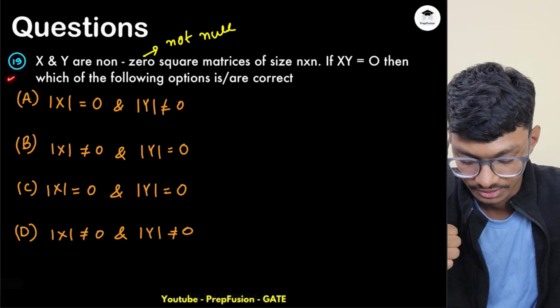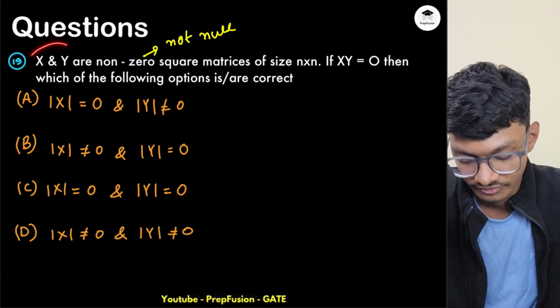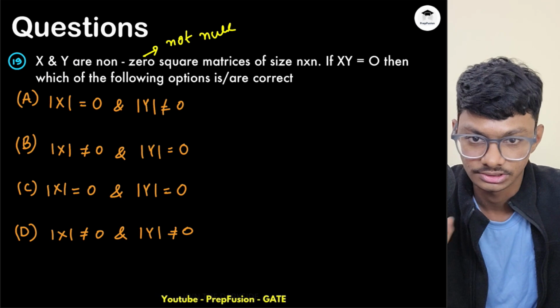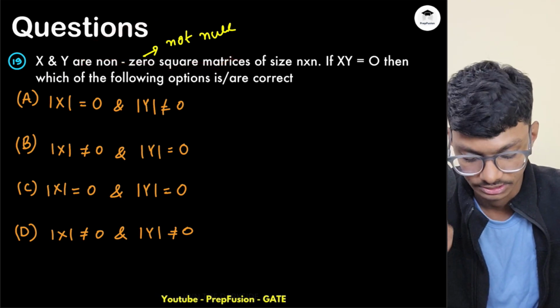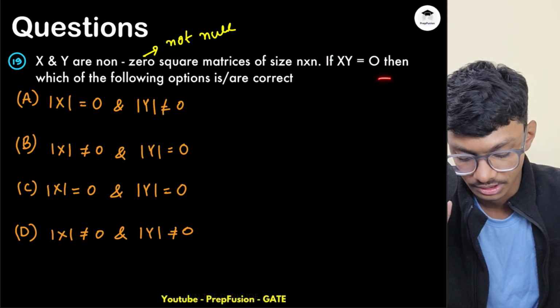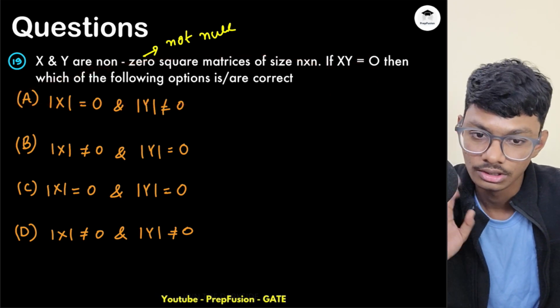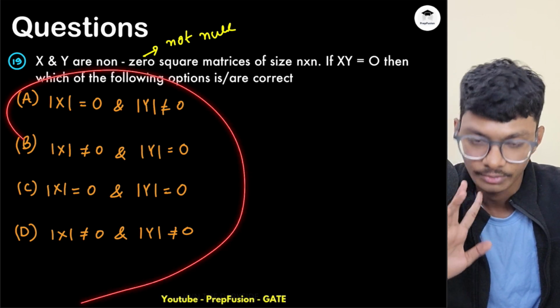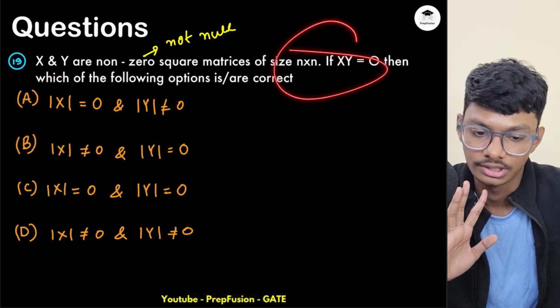So this question is very, very interesting. I gave you as a homework that if X and Y are non-zero square matrices, non-zero means they are not null matrices, and X times Y equals to 0, basically a null matrix, then which of the following options is or are correct? Okay, you have to comment about determinant of X and Y with the help of this relationship.